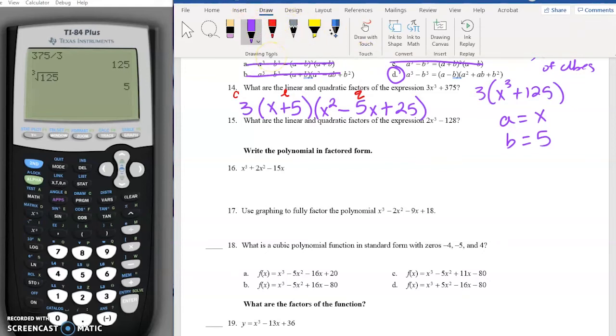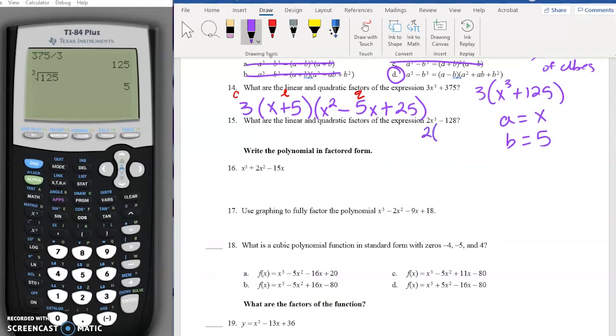Looking at number 15, we're going to do the same process. So first, I have to see if I have a GCF. 2x cubed could be divided by 2. 128 is an even number, so I know for sure it is divisible by 2. So let's factor out a 2. All right, go ahead and write him down here.